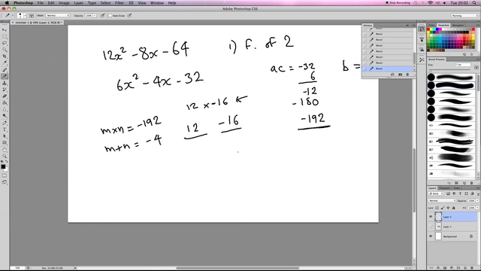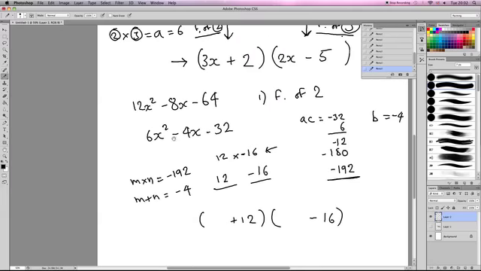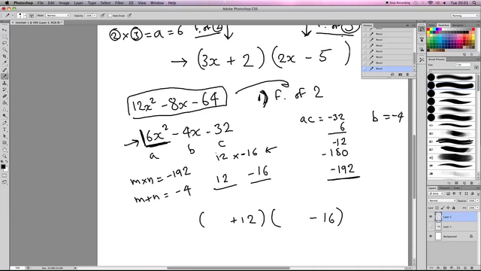Once you've got the two numbers, you want to write out your two brackets. So minus 16 plus 12. And again, you're writing AX instead. So AX is this one right here. Even though we've started with this one, I took a factor of 2 out here. So your A, your B, and your C is to do with this one here, because, like I said, you've taken a factor out. And then you start with this equation with your A, B, and C.